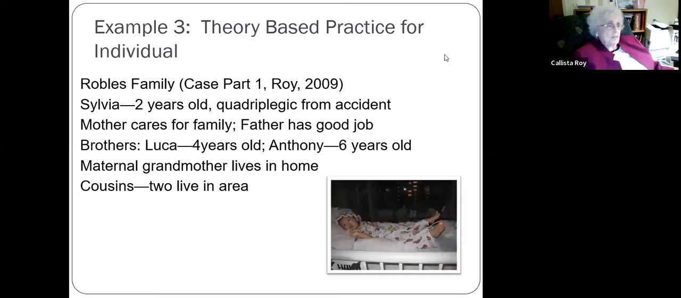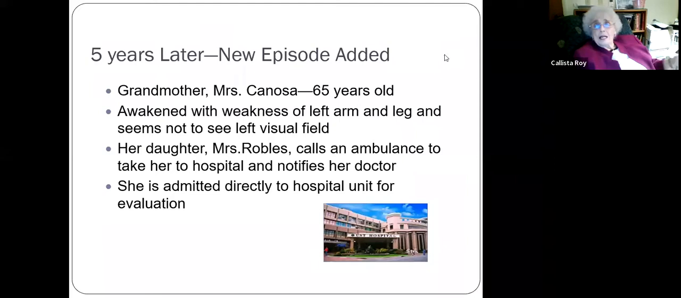For today's presentation, I'm adding a new episode 5 years later. Here's where the grandmother, Mrs. Canoza, 65 years old, awakens with weakness of the left arm and leg and seems not to see in the left visual field. Her daughter, Mrs. Robles, calls an ambulance to take her to the hospital and notifies her doctor. She is admitted directly to the hospital unit for evaluation.